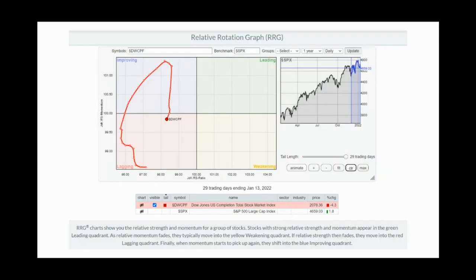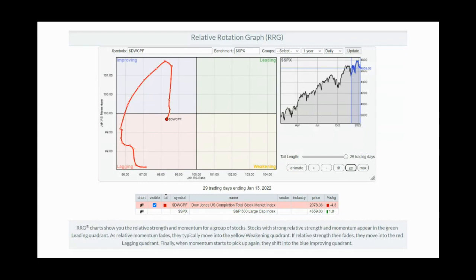So if you go to stockcharts.com, on the left-hand column under Investor Tools, if you scroll through Investor Tools, you'll find the tab that says Relative Rotation Graphs. Click on that, and this is the screen that comes up.